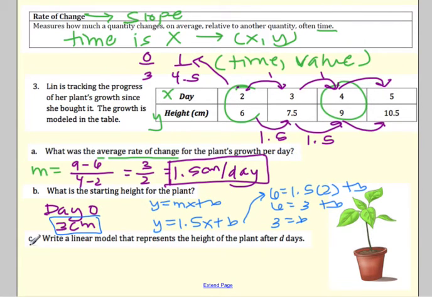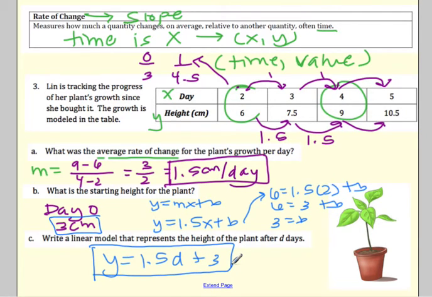Then C says write a linear model that represents the height of the plant after d days. Well, we know that it's growing at 1.5 centimeters per day, plus we put our starting point, 3. Y equals mx plus b. So there is my plant growth modeled in my equation. If you have any questions on example 3, please let me know, write them down, and come and ask. Tables like this you will commonly see on the ACT.